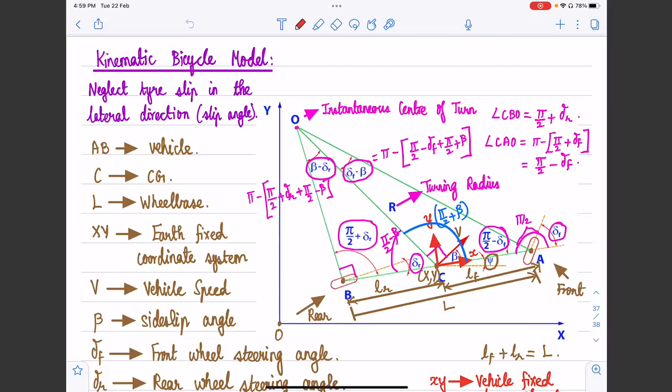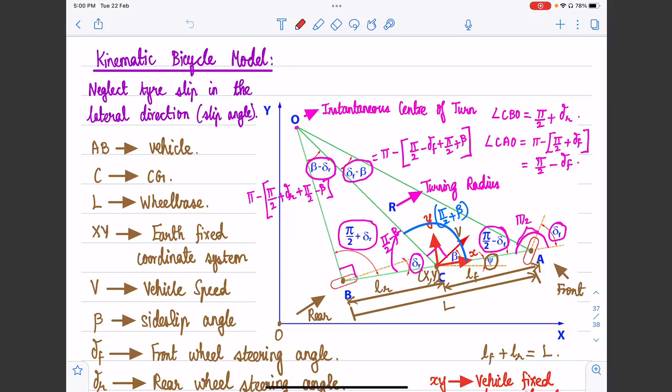So let's quickly recall what we were doing. We were looking at cornering dynamics, and in yesterday's class we started off with the kinematic bicycle model. By the bicycle model, we are going to refer to an approximation where we combine the two front wheels as one and the two rear wheels as one. So a four-wheel vehicle is visualized as a two-wheel vehicle.